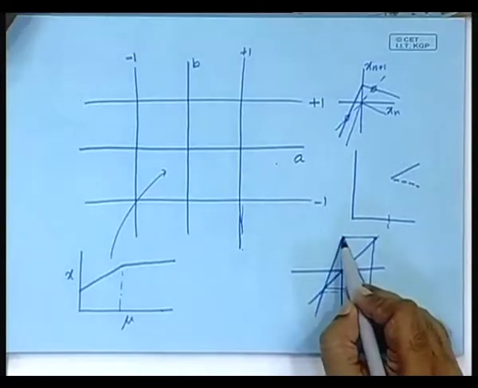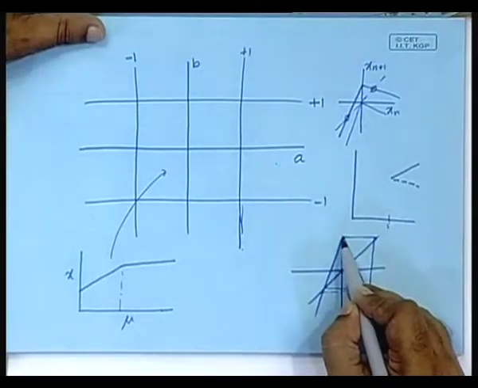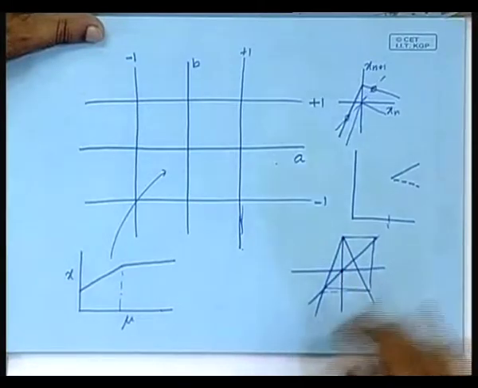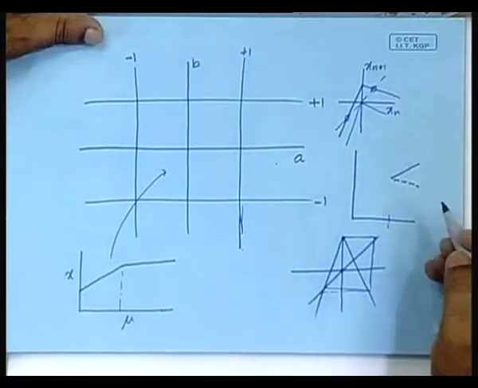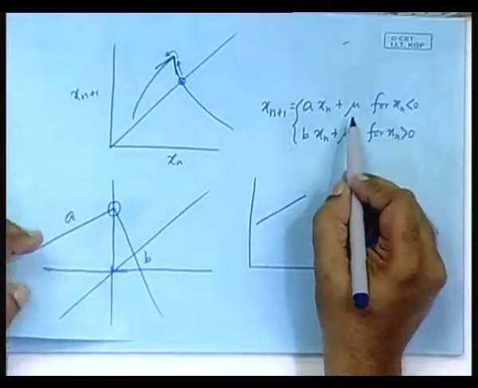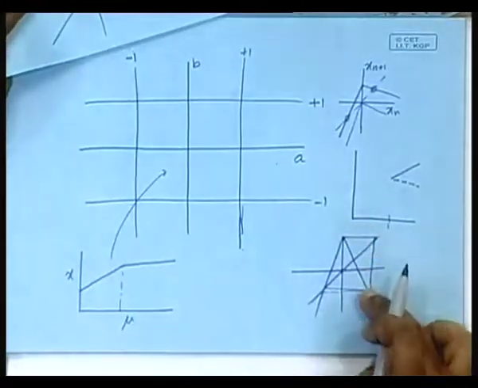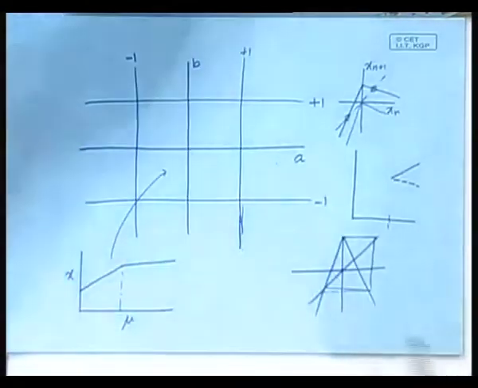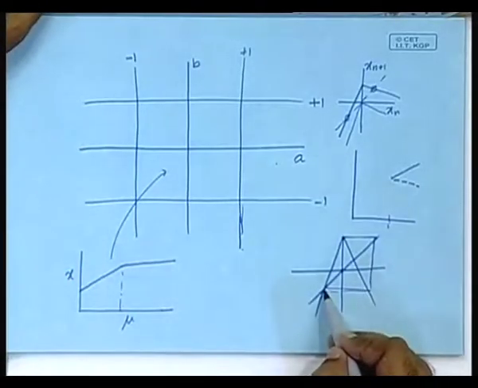The next, what are you asking? Where does mu map? So, if in some iterate x n equal to mu, where does it map? So, just put it here, it will map to this side. So, put it here, b mu plus mu. So, you put it here and you find out where it maps.